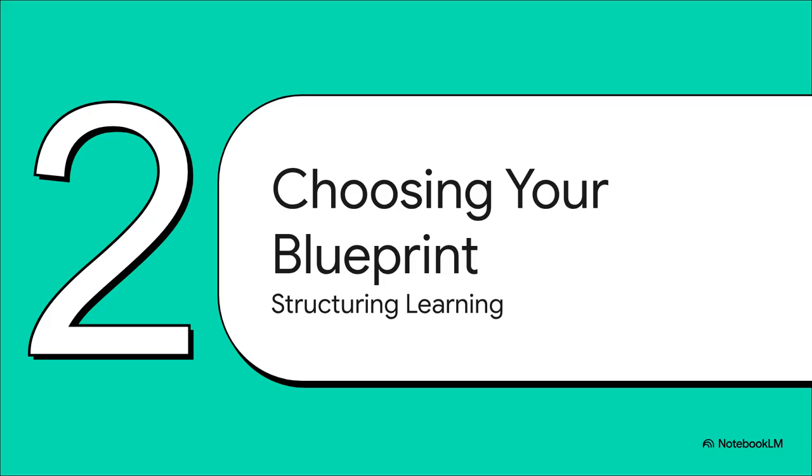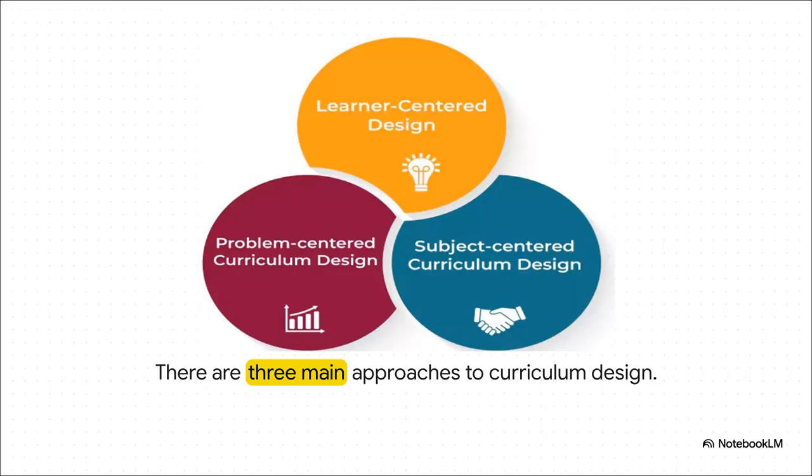Our goals are clear. Now it's time to choose the architectural style. With our ILOs in hand, we can pick the blueprint that's going to shape the entire learning journey. So generally speaking, there are 3 main design models out there. As you can see, we've got learner-centered, subject-centered, and problem-centered design. And trust me, each one is a fundamentally different way of putting the whole educational experience together.